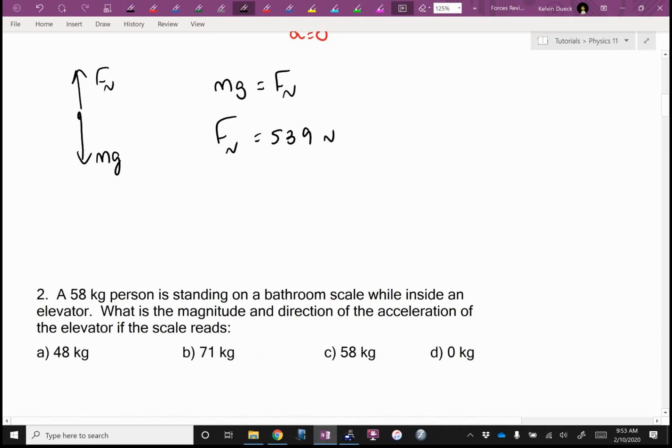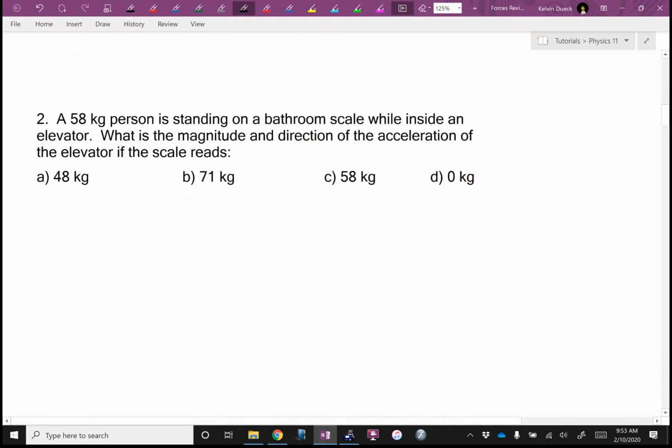Carter, that's elevator questions. If I wanted to take it one step further, I could ask you to find the acceleration, and if I was really mean, I would tell you what the scale was reading in kilograms. So here we have a 58 kilogram person. They're standing on a bathroom scale while inside an elevator. We're going to see if we can just draw a generic free body diagram and tweak it. If you're in an elevator, what are the forces acting on you? Marcella, get the obvious one.